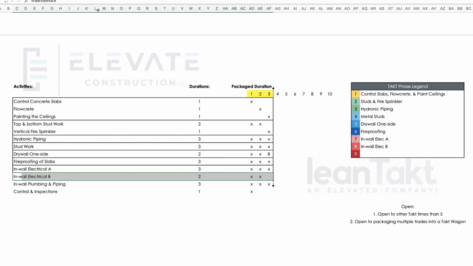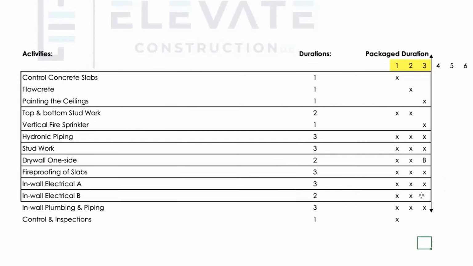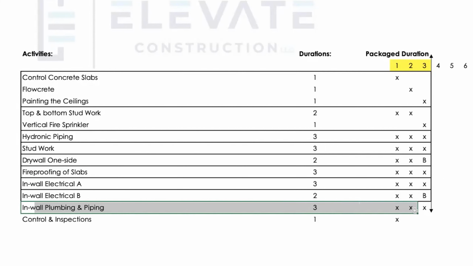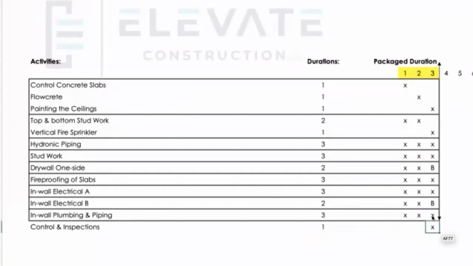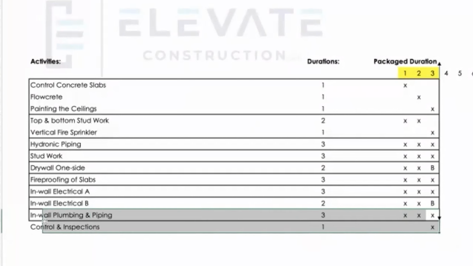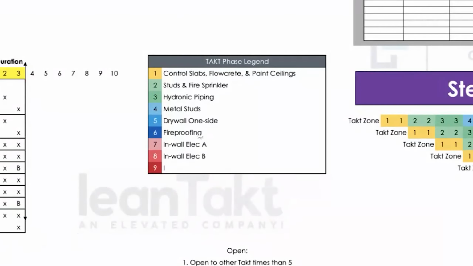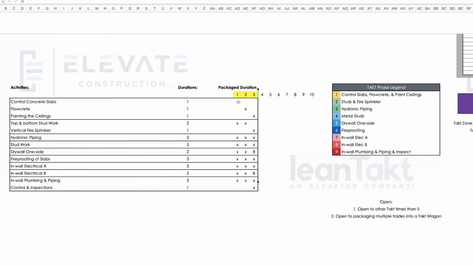So this next one right here would then have another buffer because there's no other work packaged in there with me and it only takes 2 days. So that other day is a buffer day. And then in-wall plumbing and piping would be its own takt wagon. And then inspections is able to happen on that last day. So those can actually be packaged together. My other takt wagon would be in-wall plumbing and piping and inspect. Okay, so I've packaged this into a 3-day takt time and I have 2 buffers.